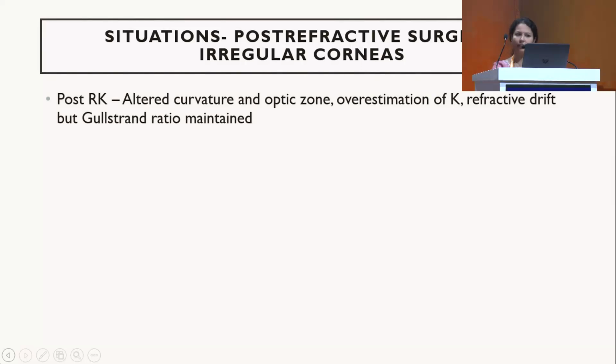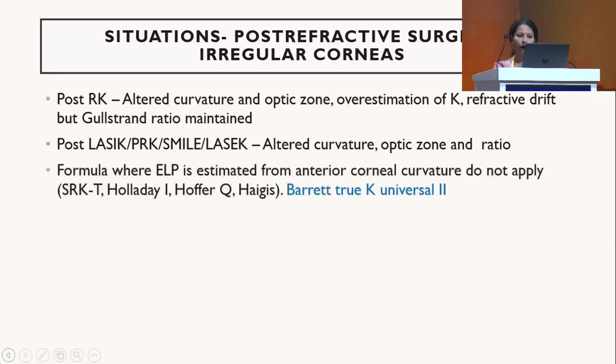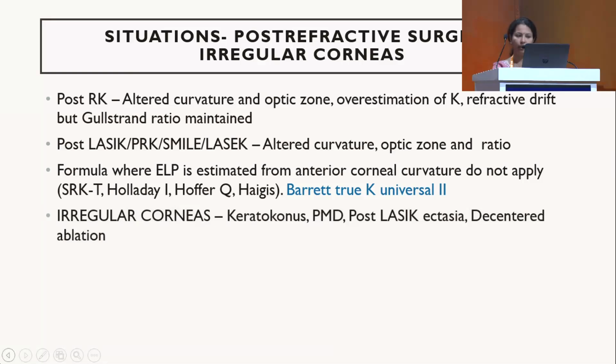For post-refractive surgery eyes, if it is post-radial keratotomy, there is both alteration in anterior and posterior curvature, whereas if it is post-laser vision correction procedures, there is only alteration in the anterior curvature and the optic zone. So the formula where the effective lens position is calculated using the corneal curvature actually tends to give erroneous results. And since we have the Barrett True K Universal 2 formula, which actually is the most accurate in post refractive surgery eyes. Same thing applies even for irregular corneas like keratoconus or post LASIK ectasia.